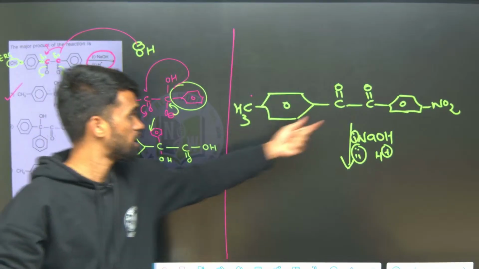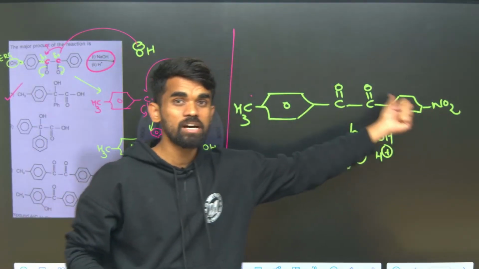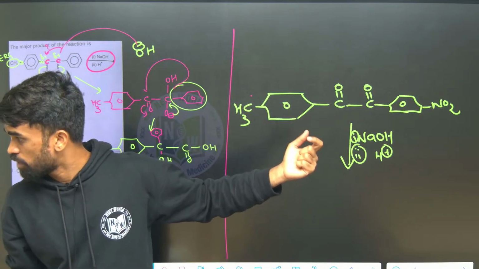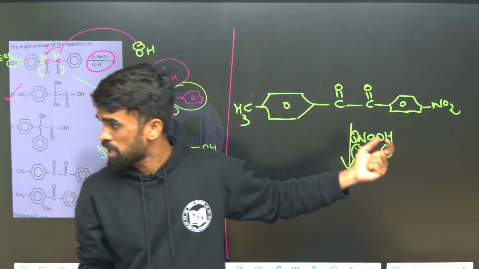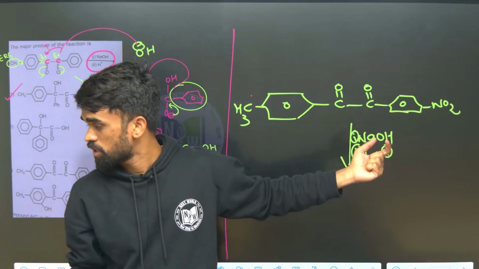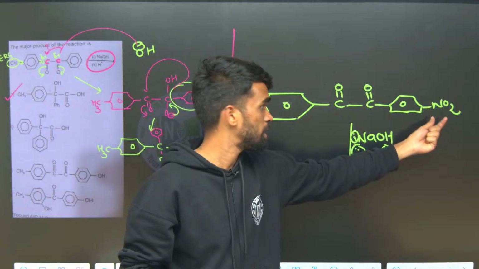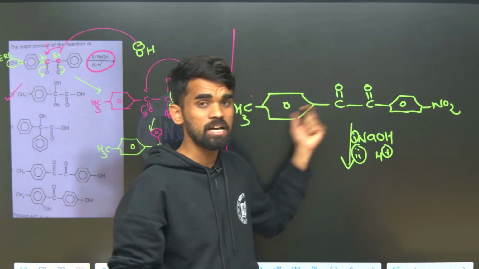Here we have methyl, and here we have NO2. What is the nature of these groups? Identify that. It is live, so those in the chat box, just watch it. You can interact with me. So here a methyl group is there, here a nitro group is there. Now what is the nature of these two groups?